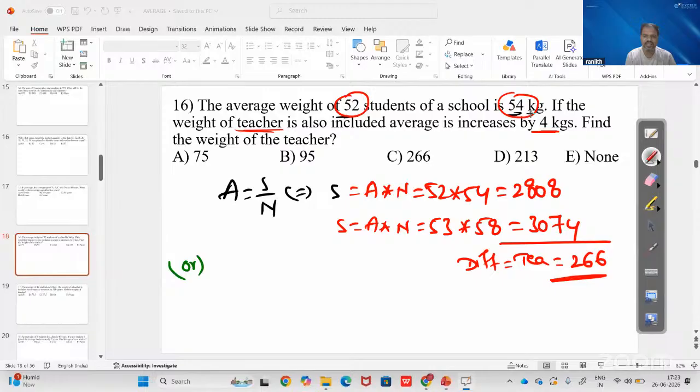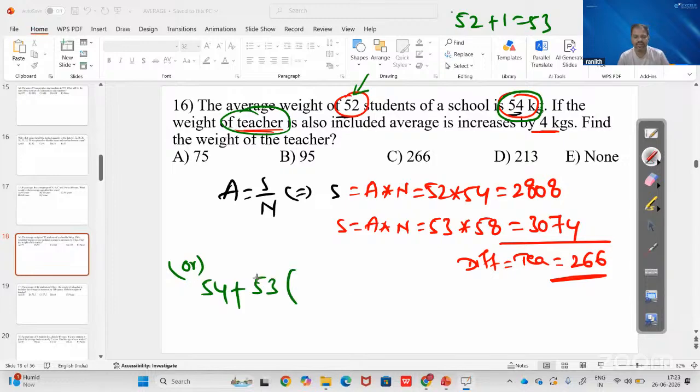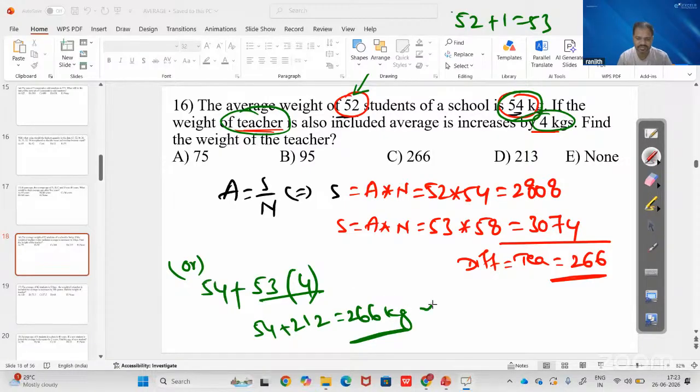What is the initial average? 54. Initial average is 54. What is the initial number of students? 52. A teacher is also included, in the sense 52 plus 1 equal to 53. Total number of teacher and students will be equal to 53. So it increases by 4 kgs. 54 plus 53 into 4, that is 54 plus 212, which is equal to 266 kgs. So the answer will be equal to 266.